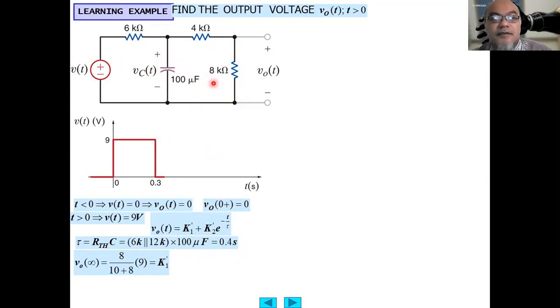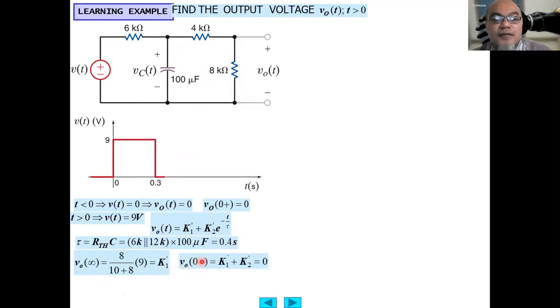The V output at infinity, it means this is steady state, so this is open circuit. It is equal to the voltage divider, 8 divided by 8 plus 10, times 9 volt. So this becomes the steady state solution, the K1.